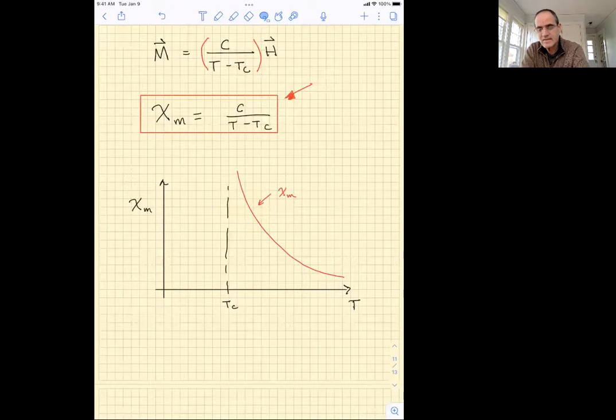So above the Curie temperature, ferromagnets act like paramagnets. As we approach the Curie temperature from above, the susceptibility diverges. And then below the Curie temperature, they show spontaneous magnetization. They act like ferromagnets. All right, let's stop here.